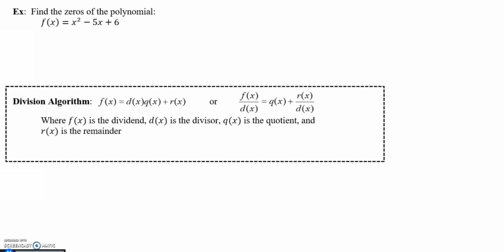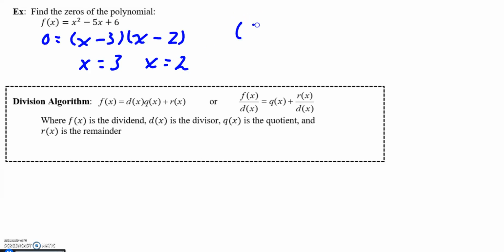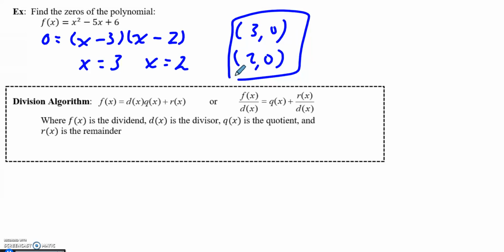The next example says find the zeros of the polynomial. And this one, if you look at it, you might notice it's a quadratic that is factorable. So if I want to find the zeros, that would be x times x, 3 times 2, minus, minus to get the negative 5. So my zeros would be x equals 3 and x equals 2, or (3, 0) and (2, 0). Now, you might be wondering, why is this example in this video? We're going to be doing this example in a little bit with long division, and I'm going to show you that you're going to get the same answers that you would have if you had factored it. So just keep that in mind.